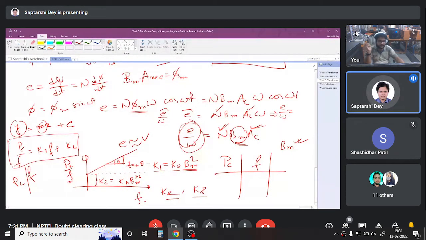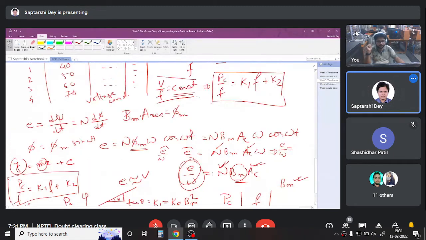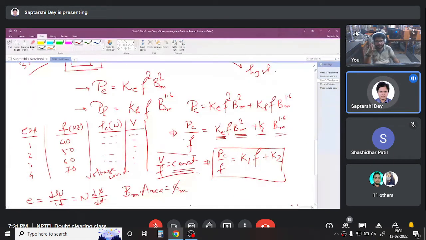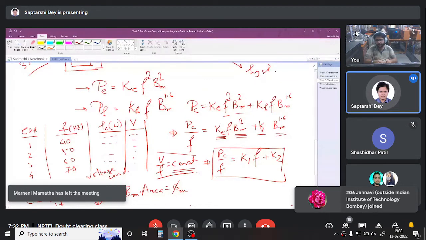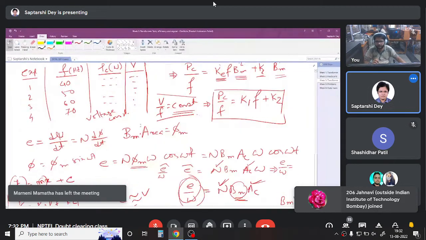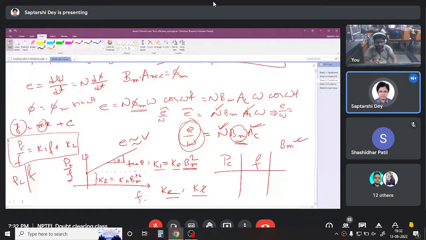Once we have this Ke and Kh value for the transformer, from next time, whatever situation the transformer is operating in, we will get the frequency value, we will get the Bm value, and we will find out the core loss. This is how the eddy current and hysteresis losses are calculated and separated from each other.